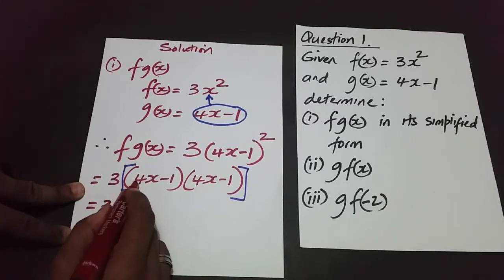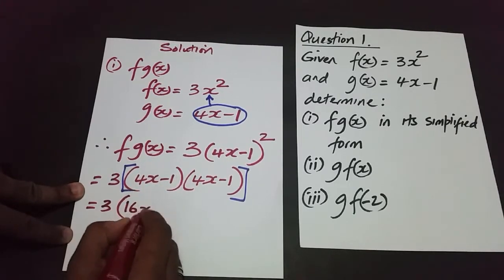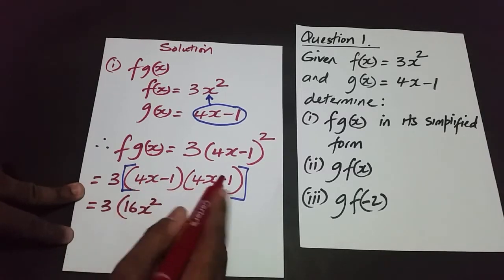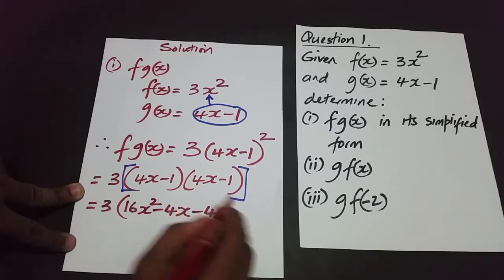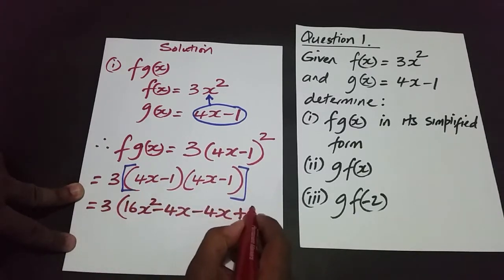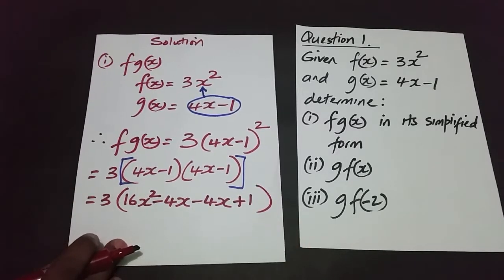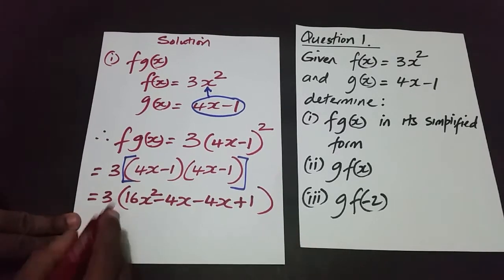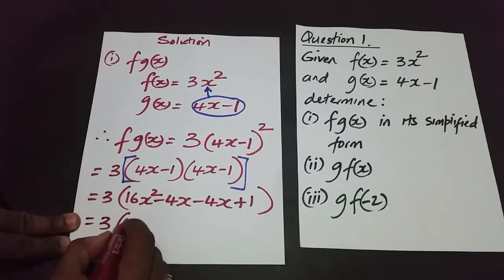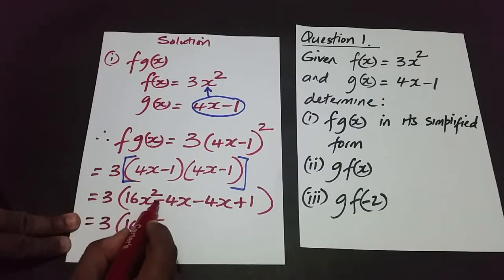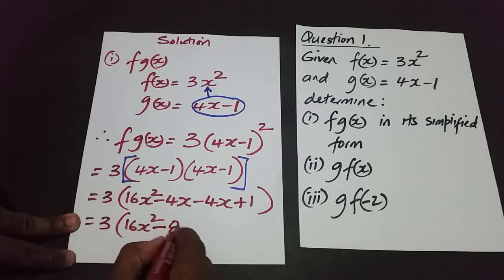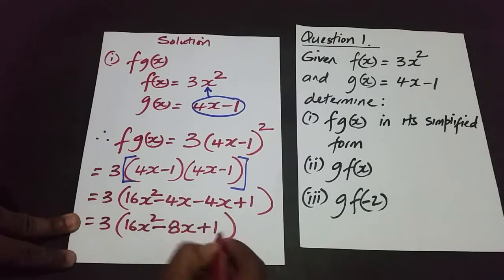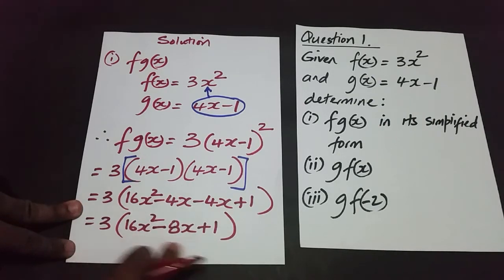So 4x times 4x is 16x squared. 4x times negative 1 is negative 4x. Minus 1 times 4x is minus 4x. And minus 1 times minus 1 is positive 1. That is expansion that you would have done at the beginning of grade 10. So this is 3, open bracket, 16x squared. Now you owe 4x and you owe another 4x. That means in all, you owe 8x and then plus 1 there. And then each of these 3 terms inside the bracket now is going to be multiplied by 3.